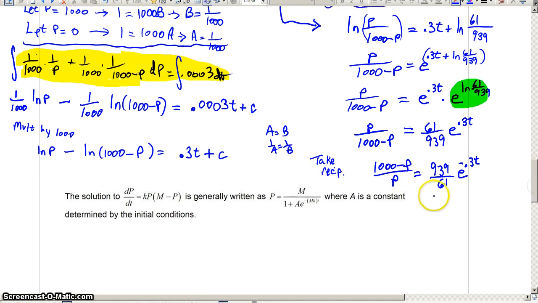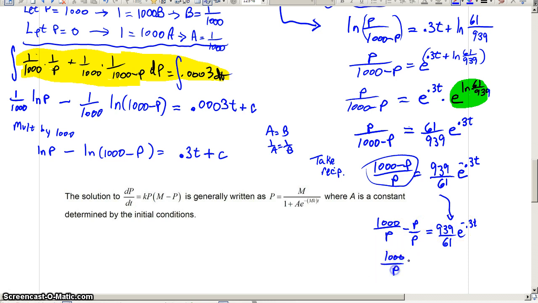Well, we're getting closer. Tell you what, let's take our common fraction on the left and separate that. As we say in class, I heart math. So we'll say 1,000 over P minus P over P. We're getting close to being done. Let's see, we'll have this as e to the negative 0.3t. And of course, P over P is just a 1. So we're getting very, very close now to getting where we'd like to.